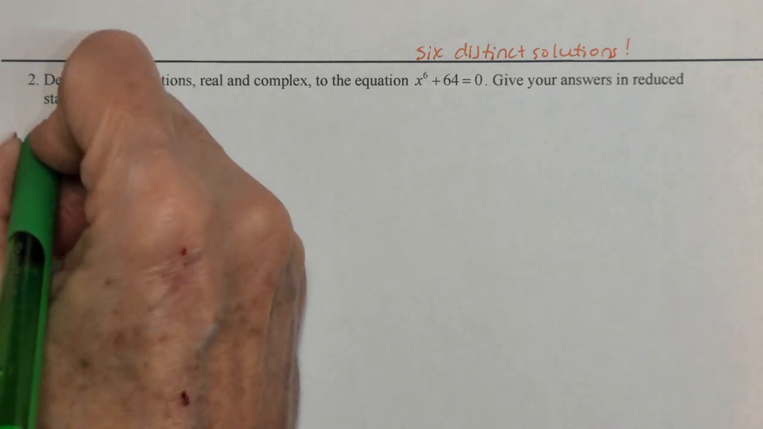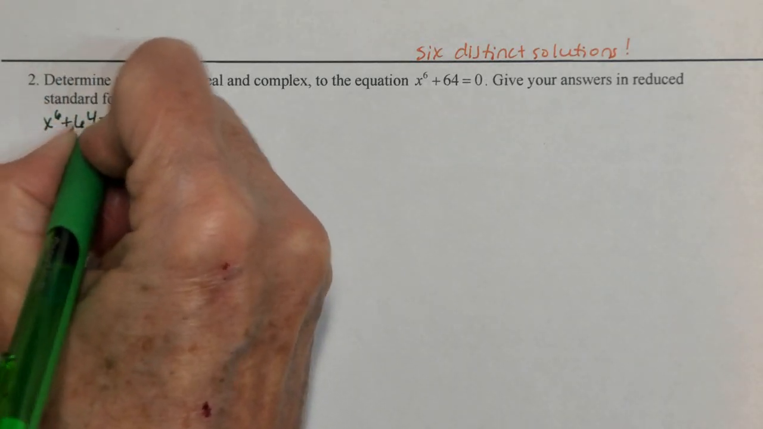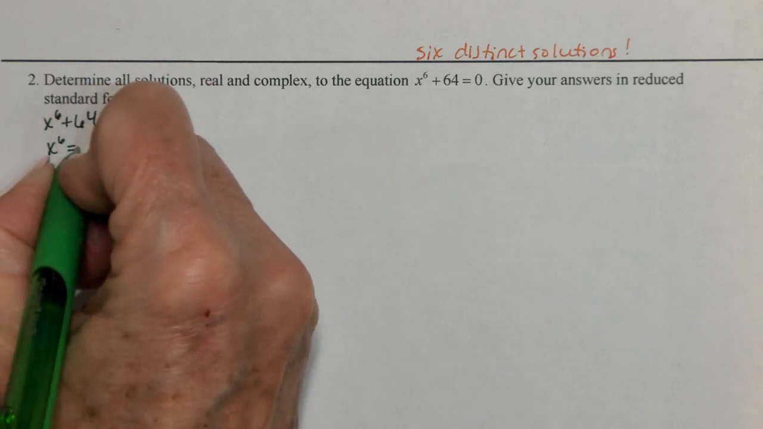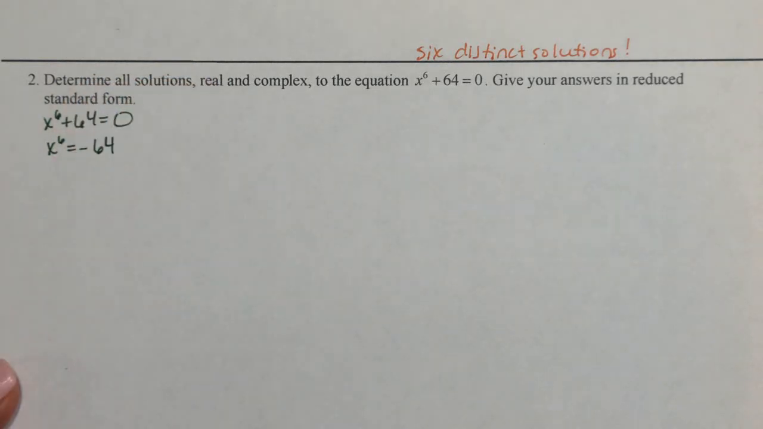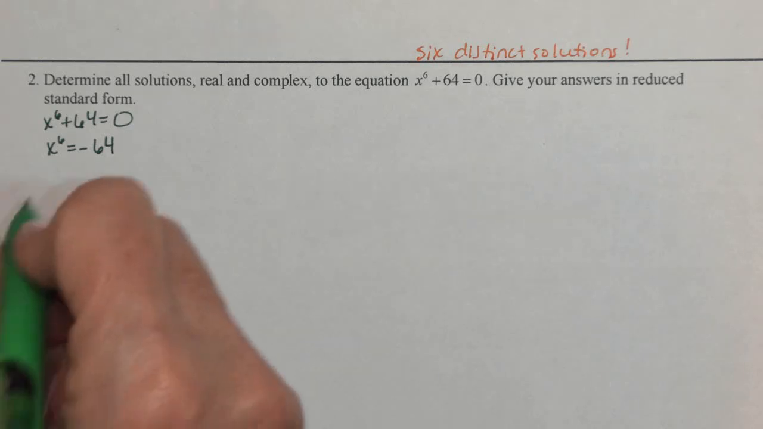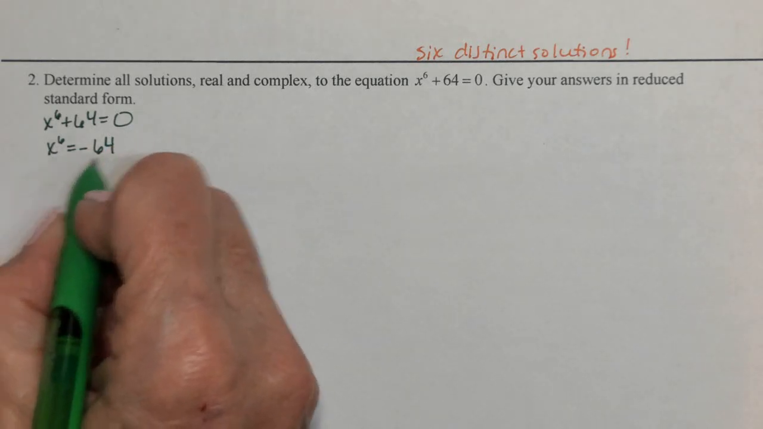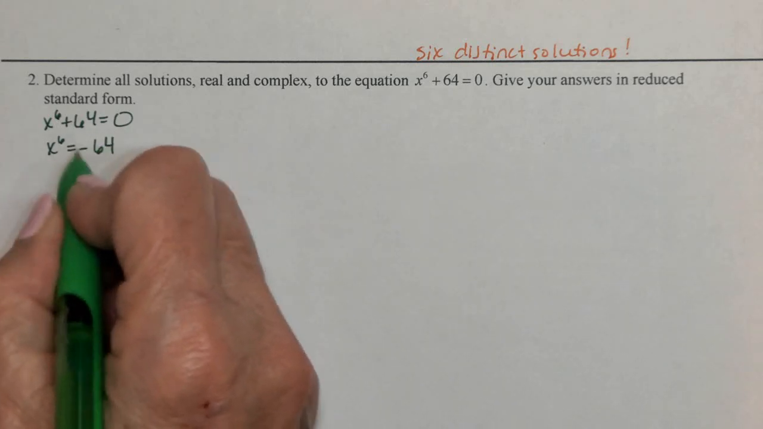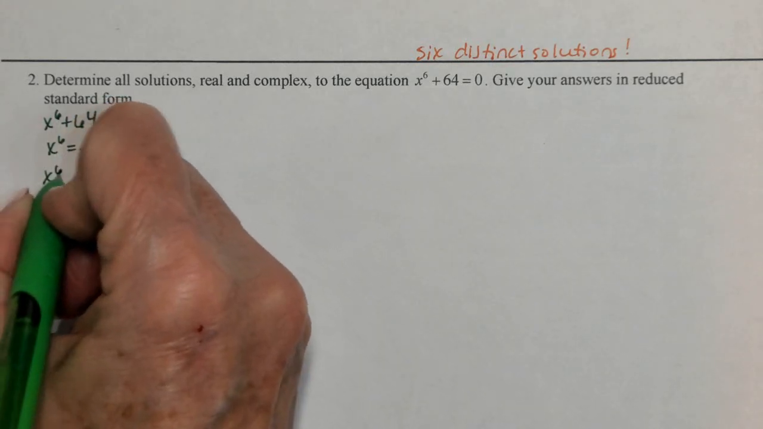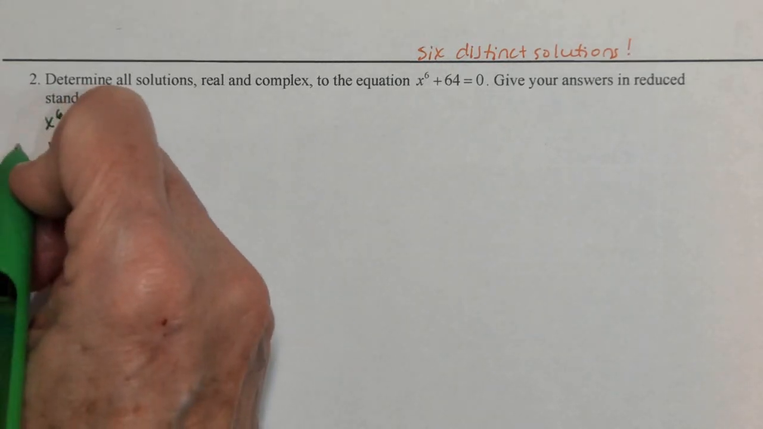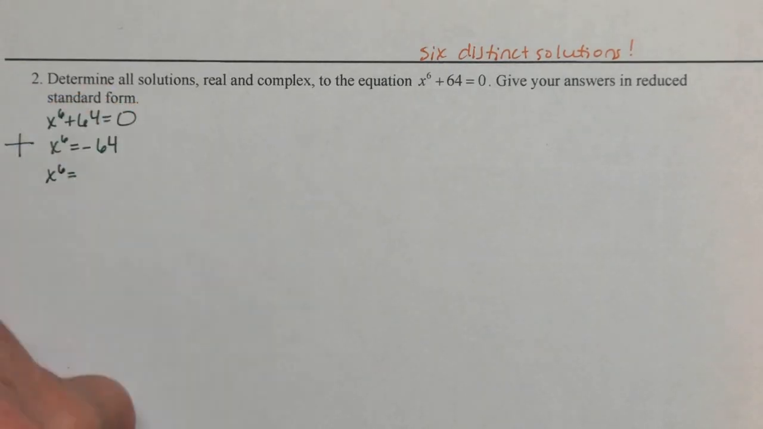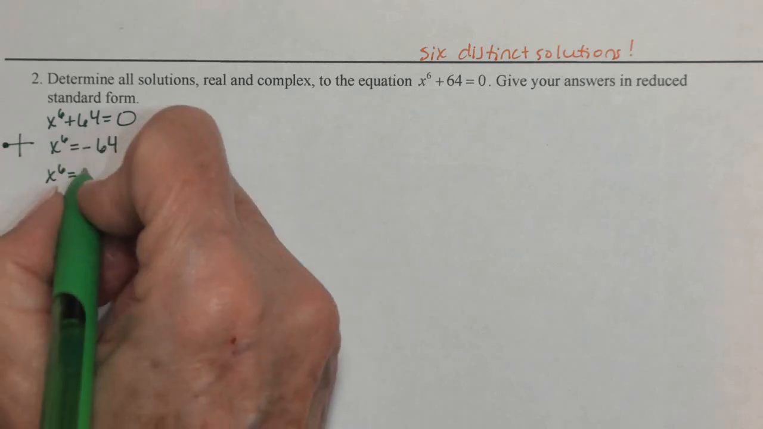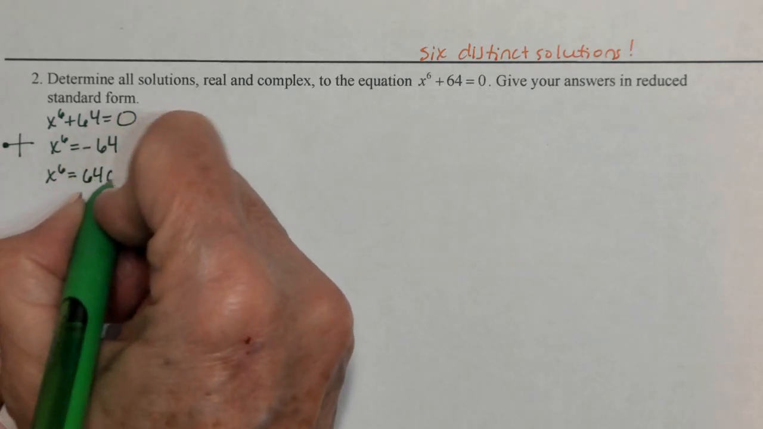So I have x to the 6th plus 64 is equal to 0. Subtract 64 to the other side. Now I'm thinking to myself, I want the 6th root of this, but I can't do it unless I write this in trig form. In trig form, where is negative 64 located? Negative 64 is located out on the negative x-axis, right? The negative real axis. So this is going to be 64 cis pi.